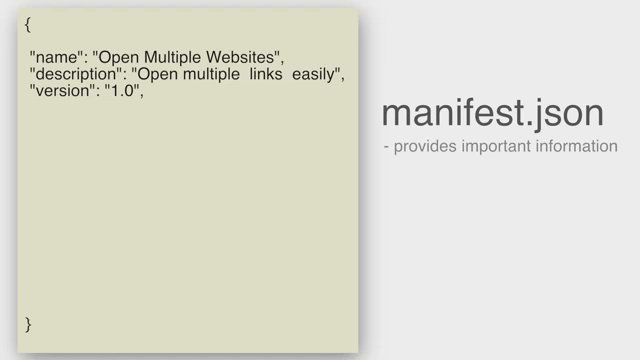With this file, we will tell Chrome about our Chrome extension. So start by writing opening and closing curly braces. Then write the name, description and version of your Chrome extension. Then write the Chrome manifest version. Apparently we are using 2.